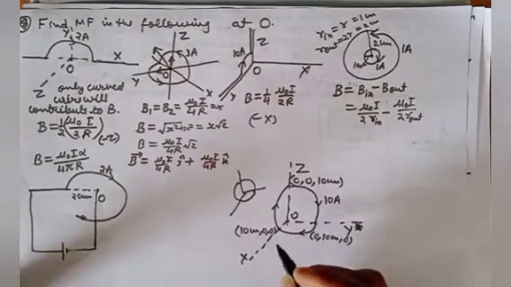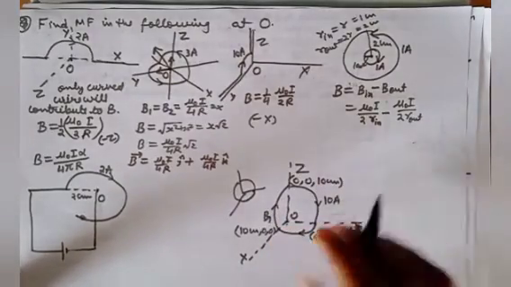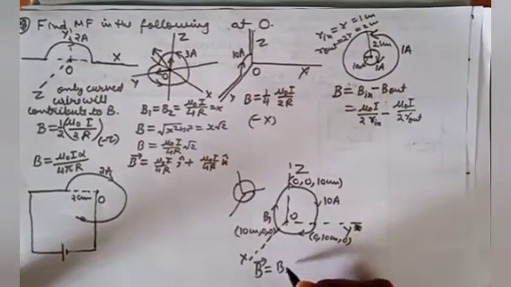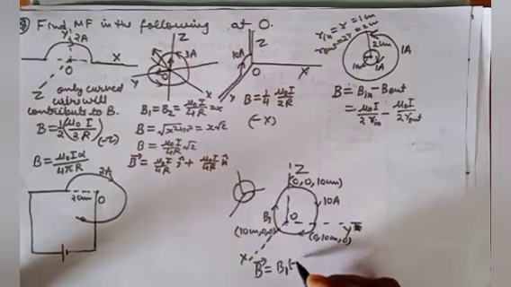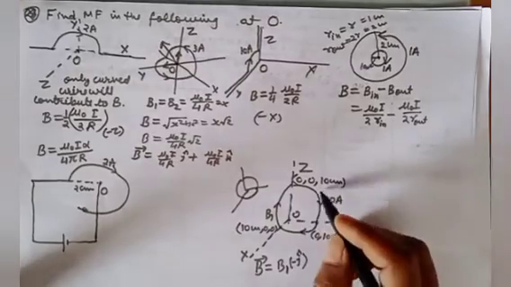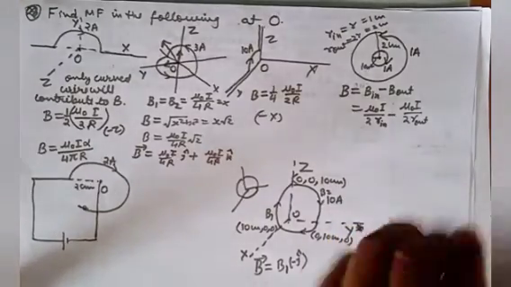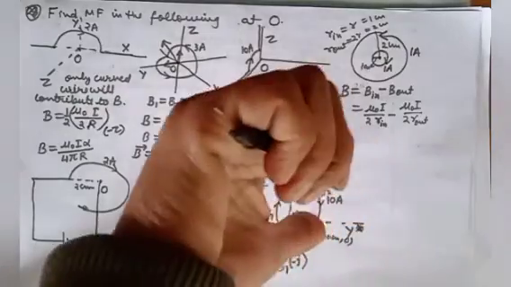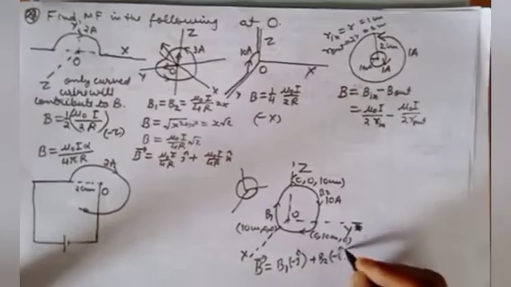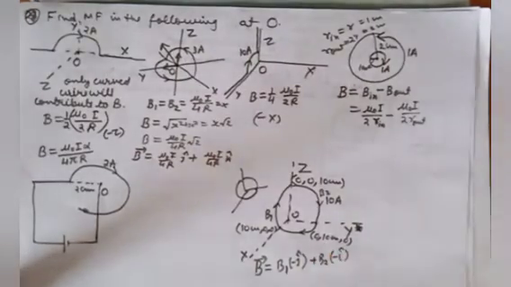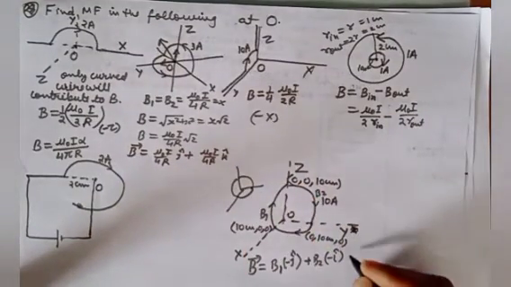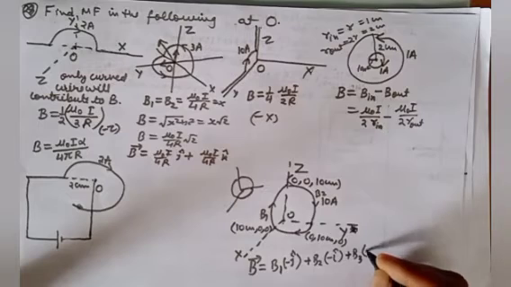If I write it B1, its contribution is along the negative y-axis. So the resultant B vector is equal to B1 minus j cap, and this one will produce B2, let us suppose. It will point inward toward the negative x-axis, that is B2 minus i cap, and this one is like this. So it will point toward the negative z-axis, B3 negative k cap.